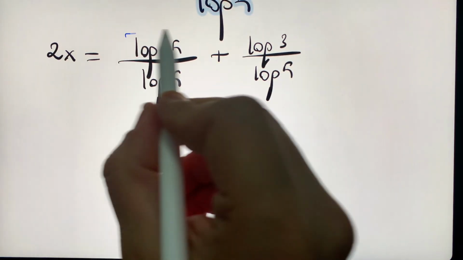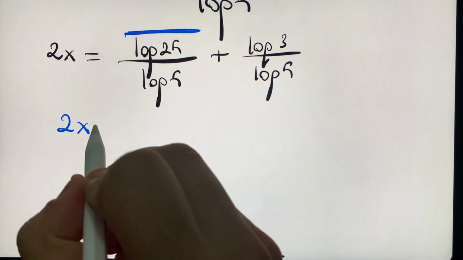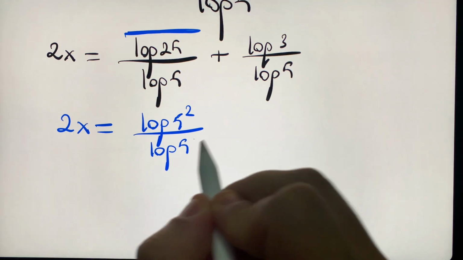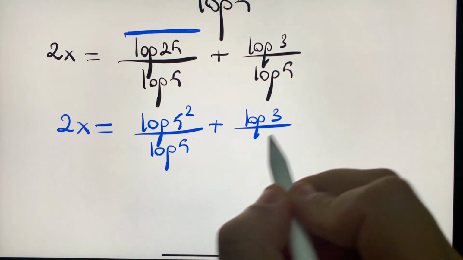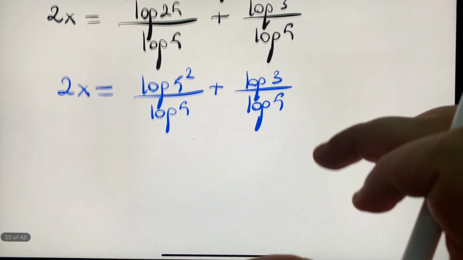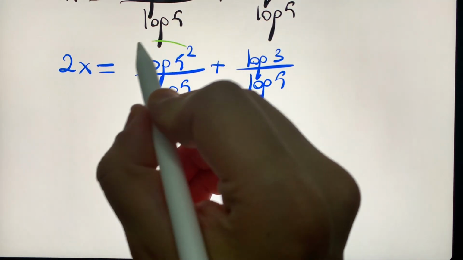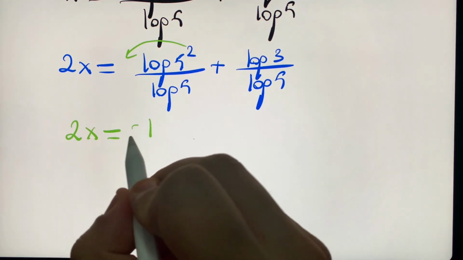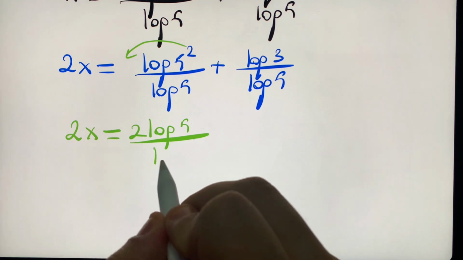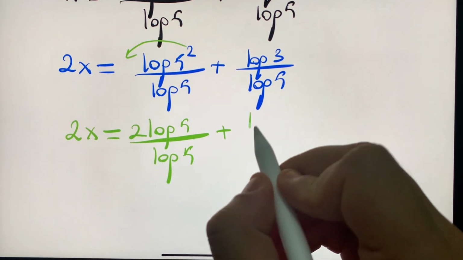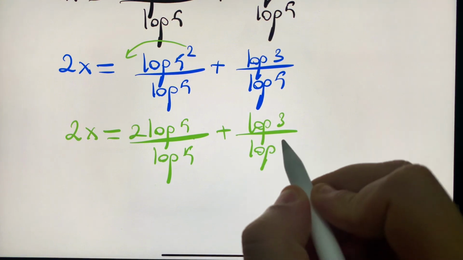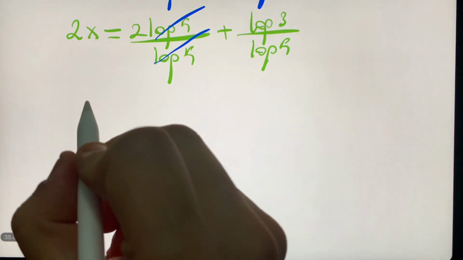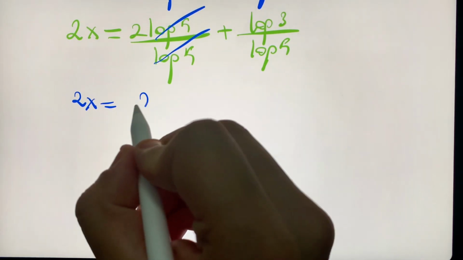Again, you see here, we can change this expression a little more. 2x is equal to logarithm of 5 squared over logarithm 5 plus logarithm 3 over logarithm 5. What can I do with this 2? I can bring it in front. 2x is equal to 2 times logarithm 5 over logarithm 5 plus logarithm 3 divided by logarithm 5. If you pay attention, these expressions cancel, and what's left is 2x equals 2 plus.